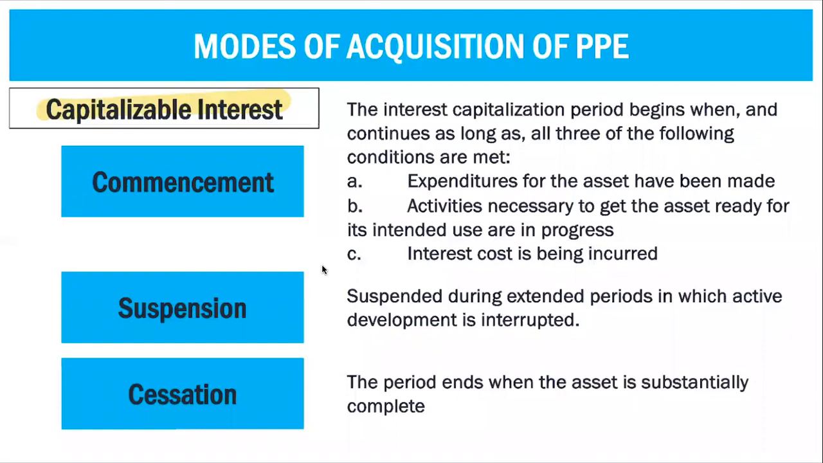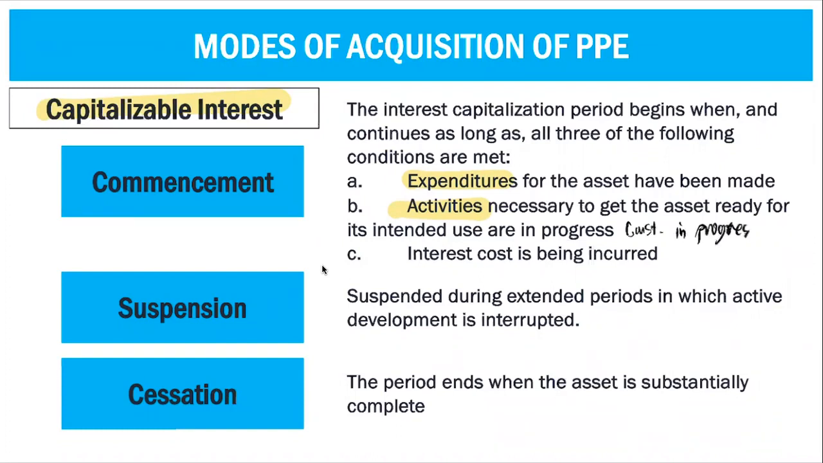If the following items are met. First, you have already incurred expenses on the construction, and you started construction. So those activities necessary to get the asset ready for its intended use are in progress. Meaning, you started construction. So here, it means that the construction must be in progress.